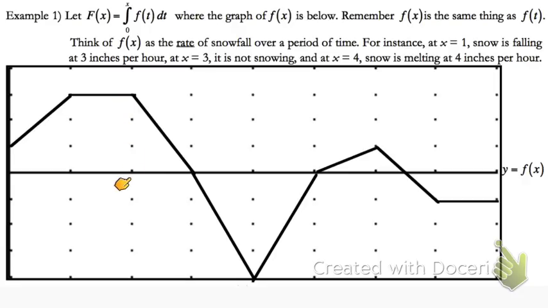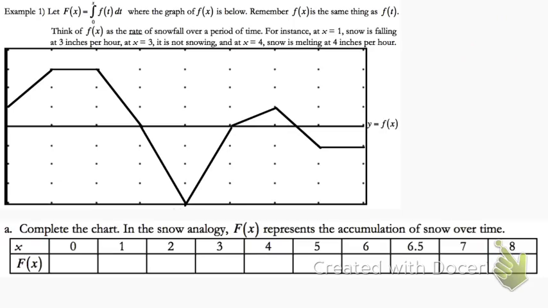At x equals 3, so here's x equals 1, x equals 2, here's x equals 3, it says it's not snowing at all since it's 0. At x equals 4, snow is melting. When it's negative, it means it's melting at a rate of 4 inches per hour. So we're going to complete this chart based on these different values to figure out what the snowfall looks like and how much snow has accumulated on the ground over time.